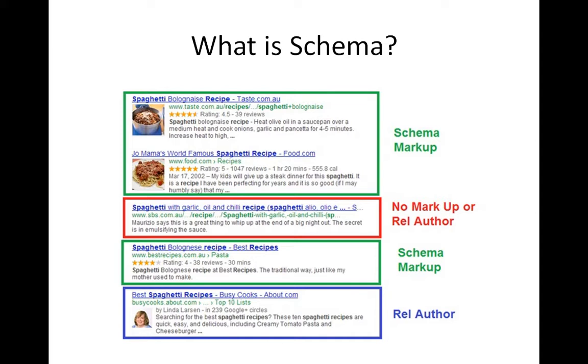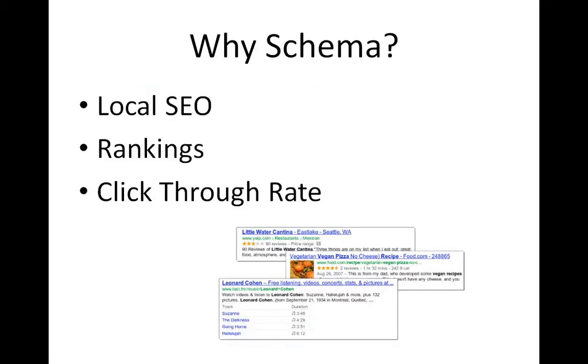What is Schema? This is basically Schema right here. These little markups, the stars, the pictures, the author info. This is Schema. Why Schema? Because the main thing is click-through rate and just rankings.